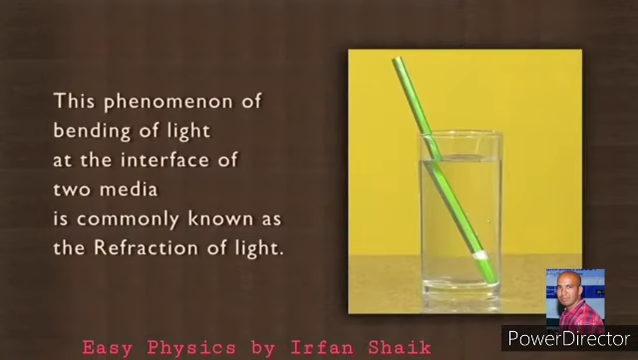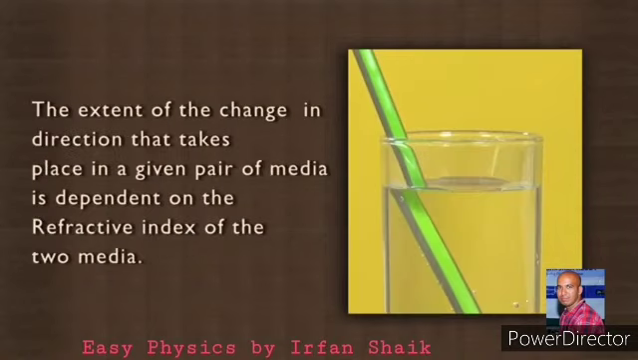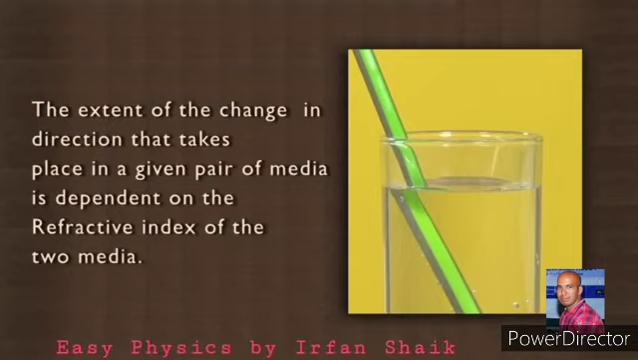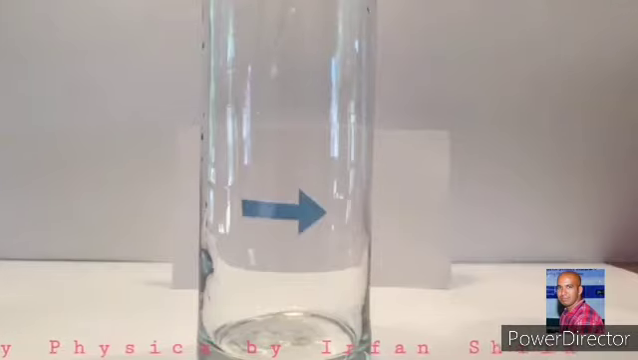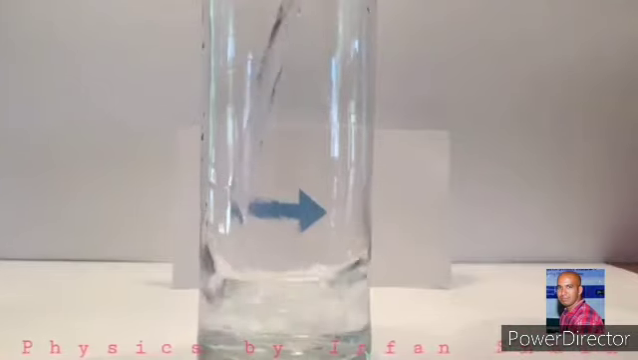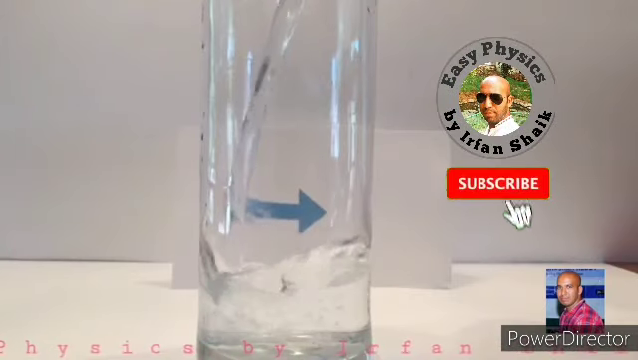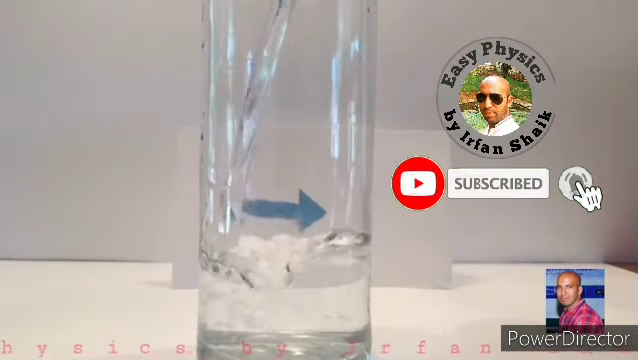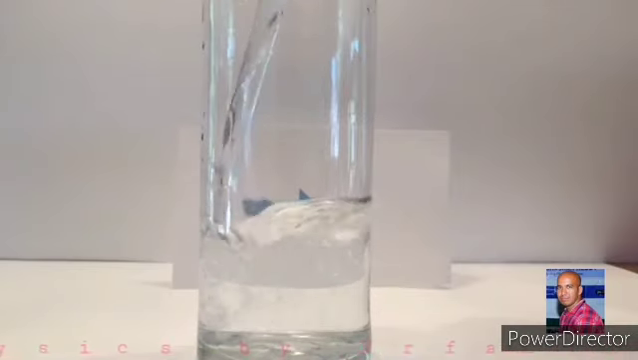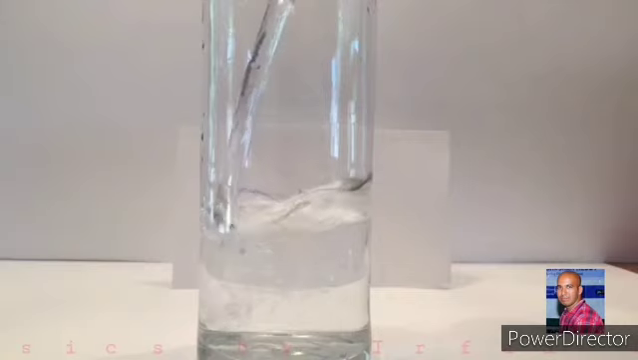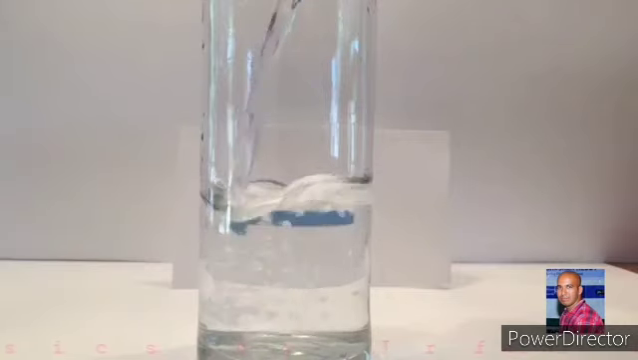This phenomenon of bending of light at the interface of two media is commonly known as the refraction of light. The bending of the light ray depends on the refractive index of the two media. Let us take another example to understand refraction. Here, in this glass, you can observe an arrow mark. Carefully observe the direction of the arrow mark. See, the direction of the arrow mark is reversing because of refraction of light.